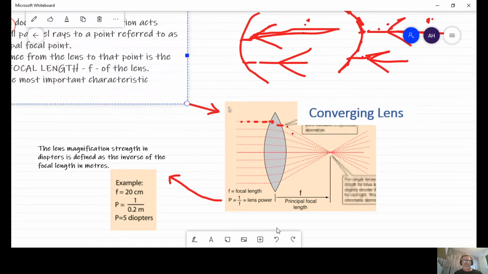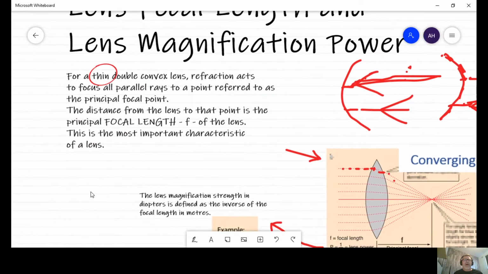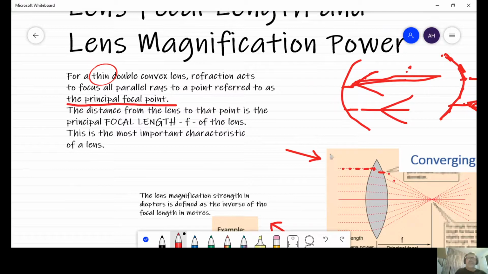Biconvex. Now the kind of lens that is over here is actually a converging lens. Converging, why? Because when the light leaves this curved, bent, convex surface, it refracts and focuses the rays together into one point. And that's called the principal focal point. That's a very unique thing about biconvex lenses.